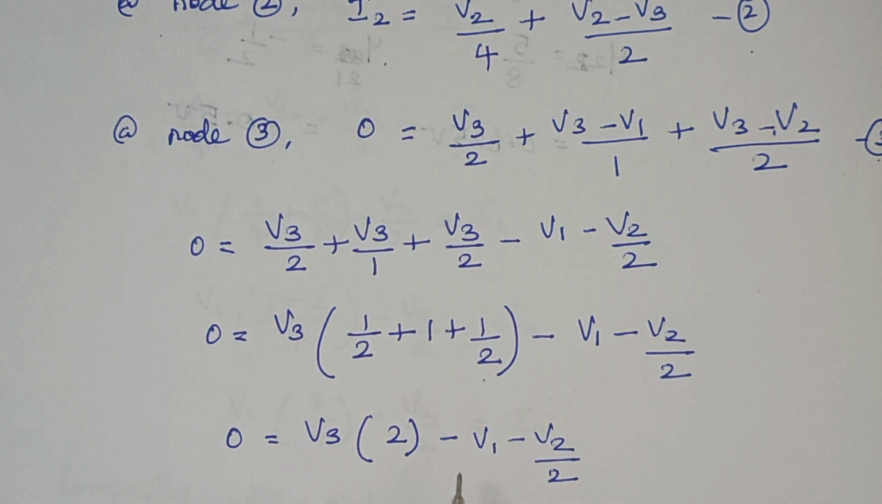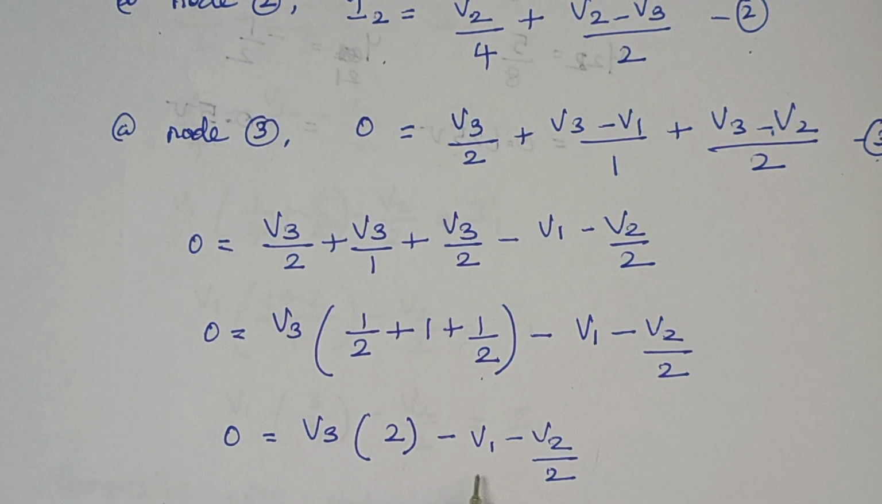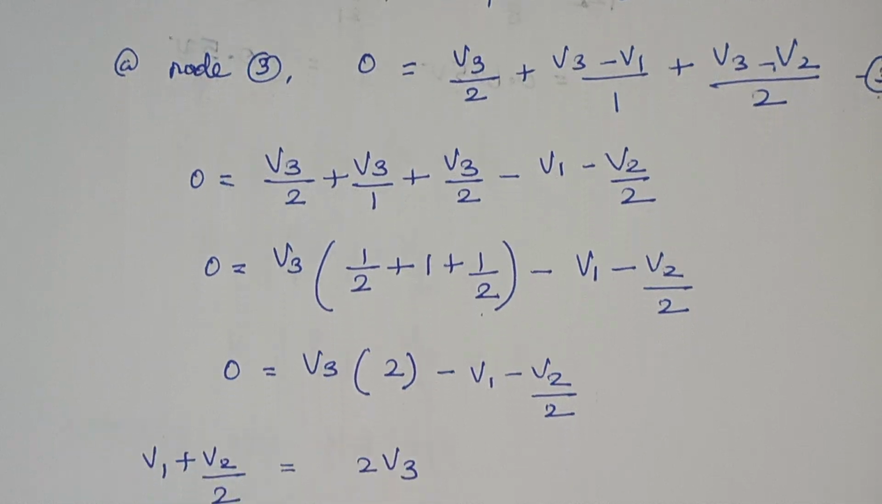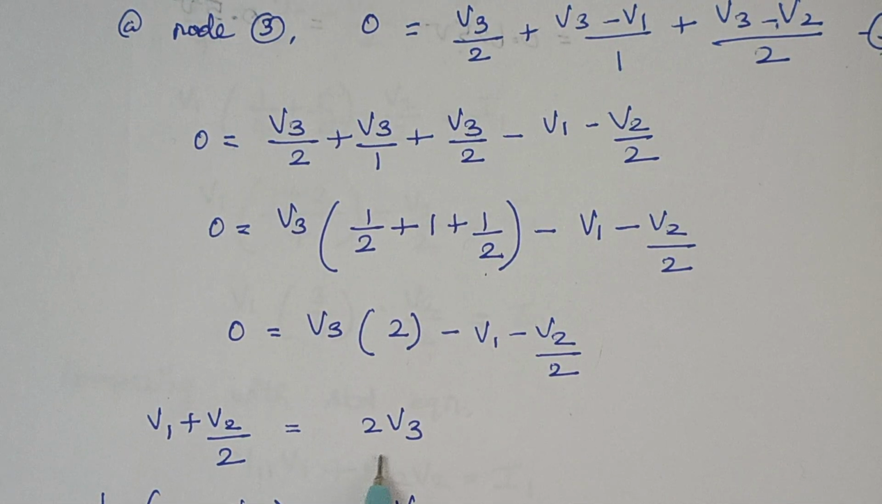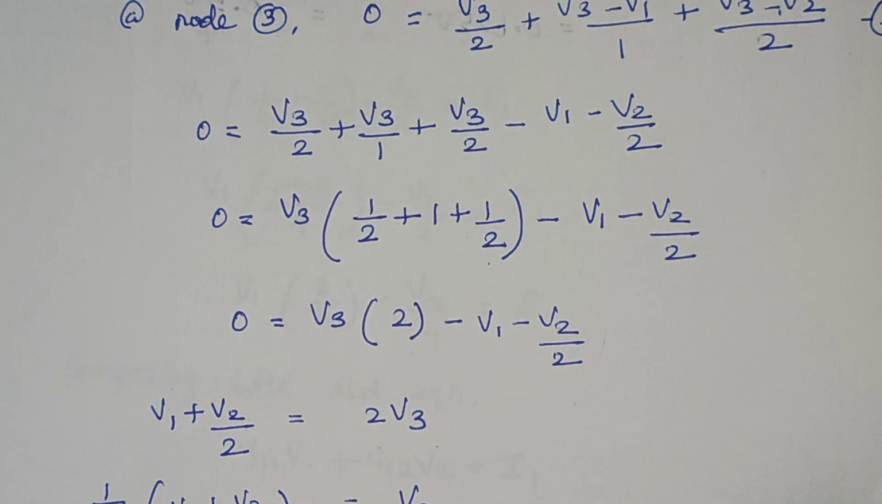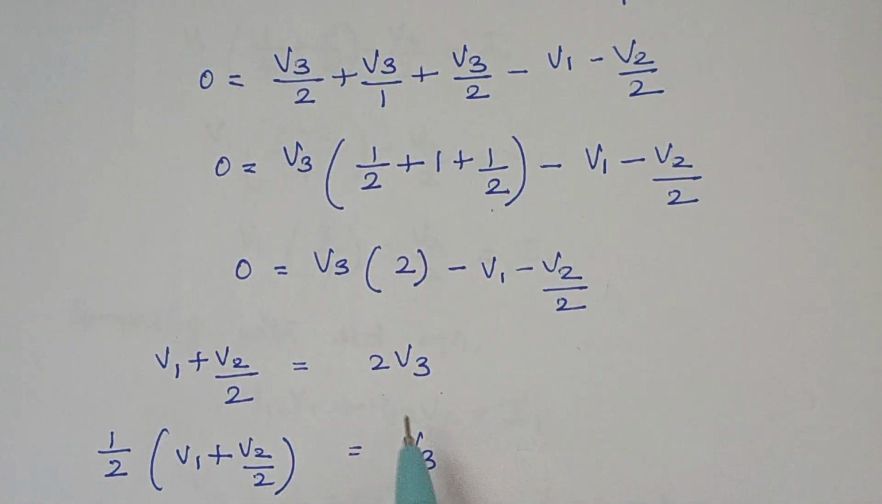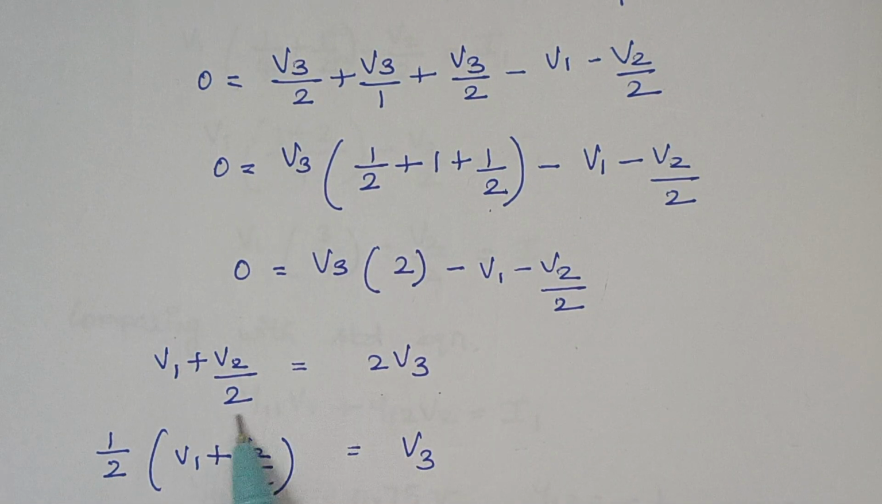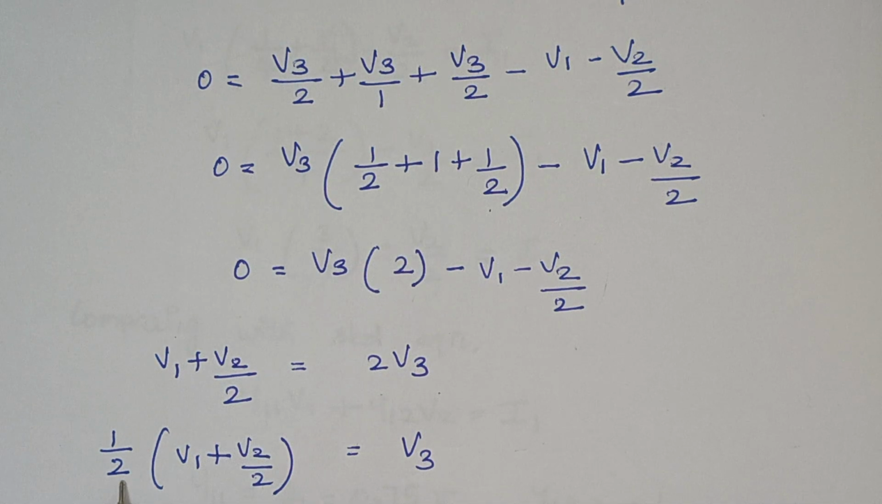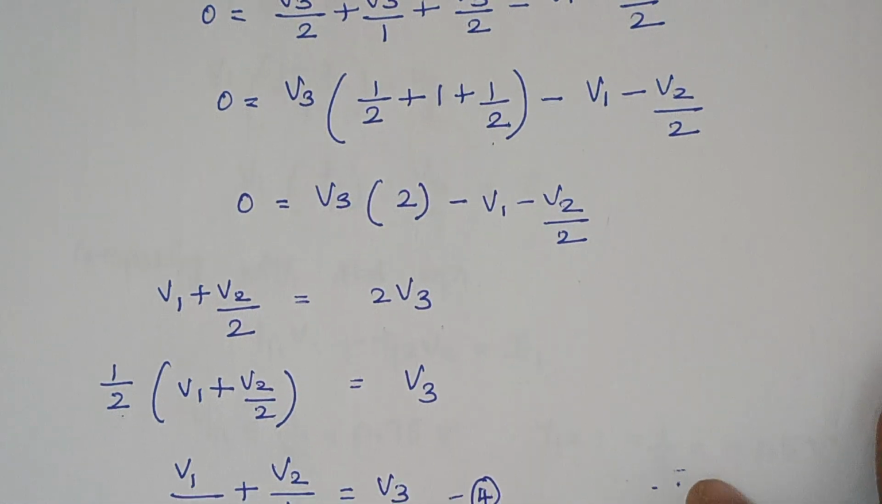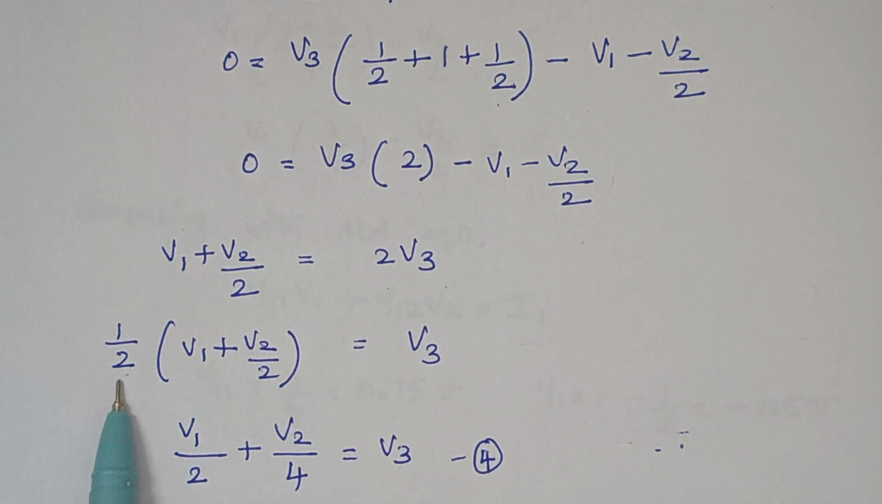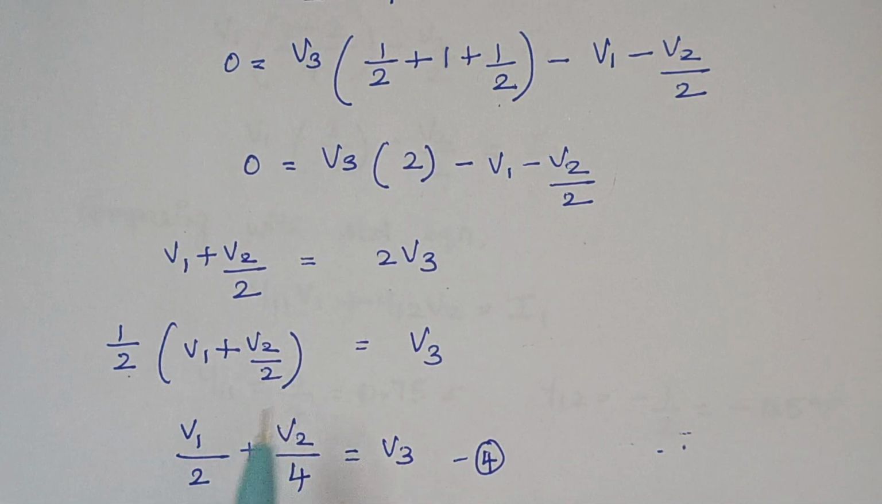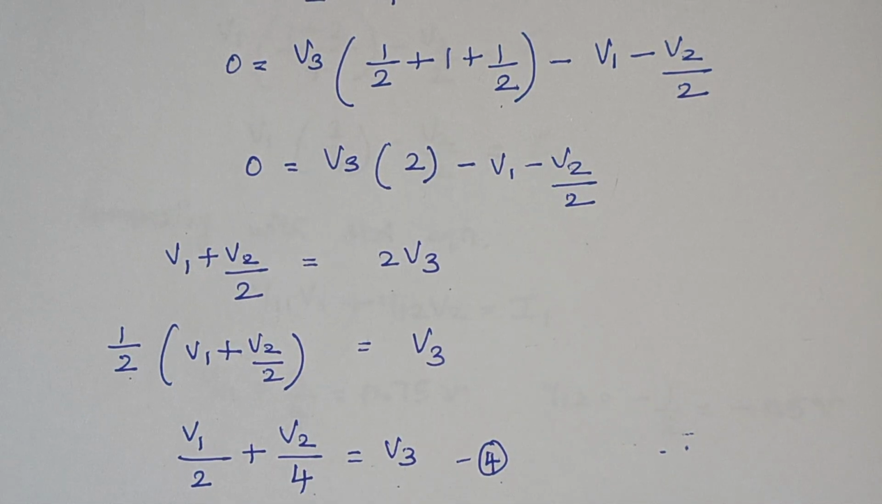So when you move these terms to the left hand side, they become positive. So V1 plus V2 by 2 is 2V3. So here again I want only V3, so I am moving this 2. This 2, when moved to the left hand side, becomes 1 by 2. And finally V3 is given by, I am multiplying this 1 by 2 with the terms inside. So I will be having V1 by 2 plus V2 by 4 is equal to V3. Mark this as equation number 4.